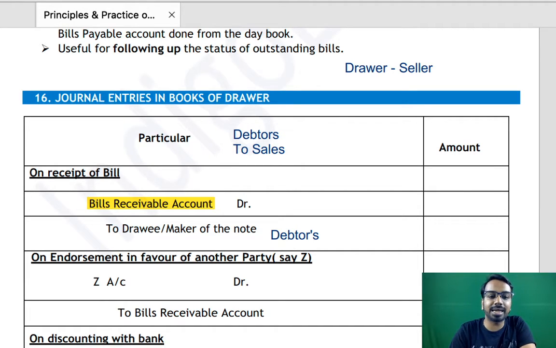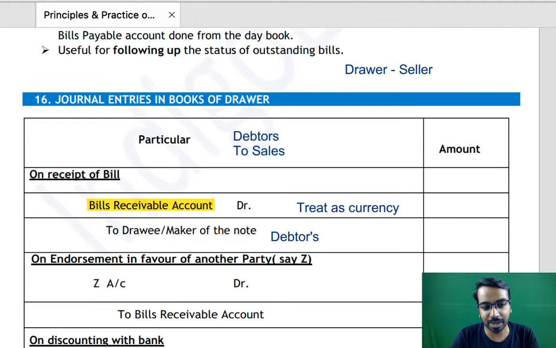If you treat this as currency, when you received, you debited bills receivable. Now when you give this currency to somebody else, when you give it to a third party, then you will debit that party who is your creditor and you will credit the bills receivable account. Once this logic is clear, accounting for this transaction will no longer be challenging. So that is the second entry.